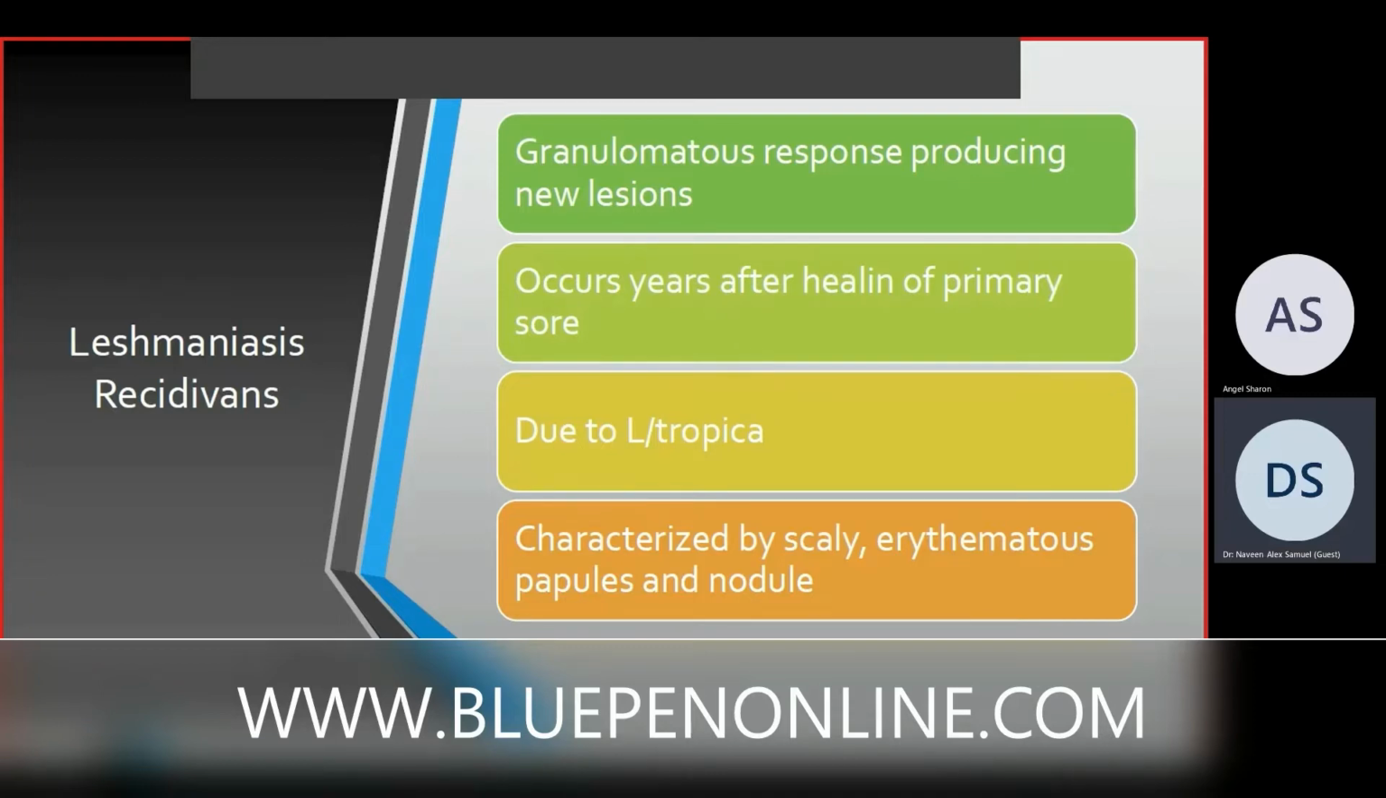Leishmaniasis is characterized by scaly erythematous papules and nodules. That's why these lesions look scaly. It will be erythematous, of a glandular type. Granulomatous lesions are all erythematous lesions. There will be papules and nodules also.